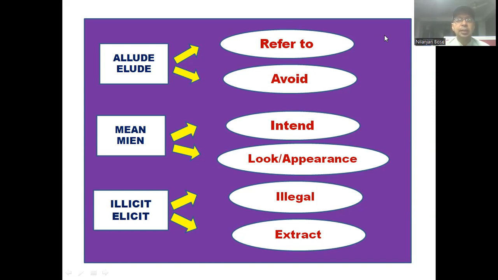Let us move to the next pair of words. First one is illicit, I-L-L-I-C-I-T, illicit. Now, what does it mean? Illicit behavior, illicit activities. If I talk about that, it means illegal, which is not legitimate actually, which is not lawful.